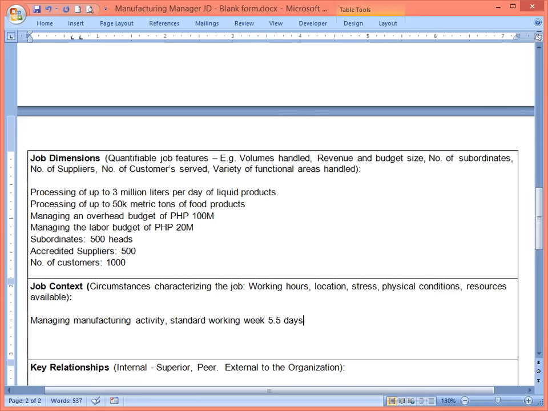The exempt employee, non-exempt employee, right? The non-exempt employees are working 6 days a week. But the exempt employees, like the managers and supervisors, are not entitled to overtime work. And some companies are giving 5 days, depending on the policy of the company. As per labor law, 6 days is okay also. But this is part of the compensation given to the managers, allowing them to work 5 days only.